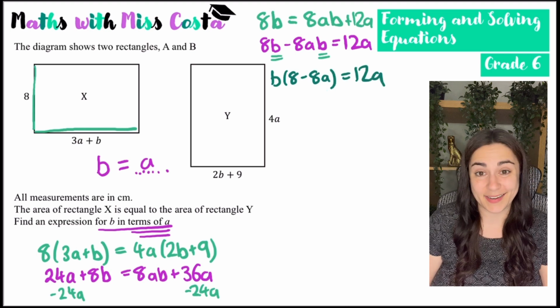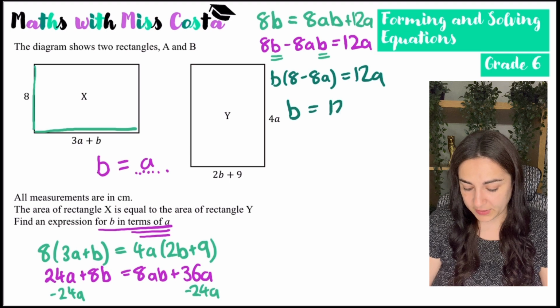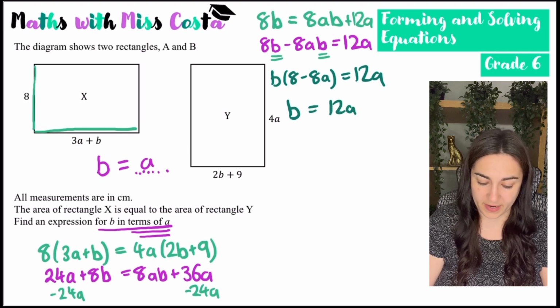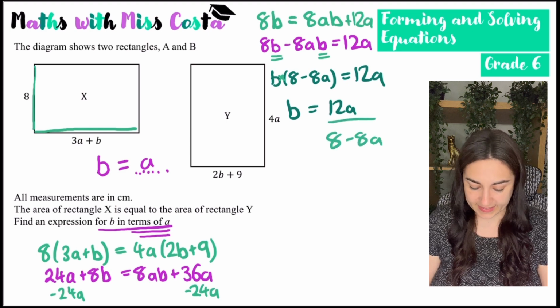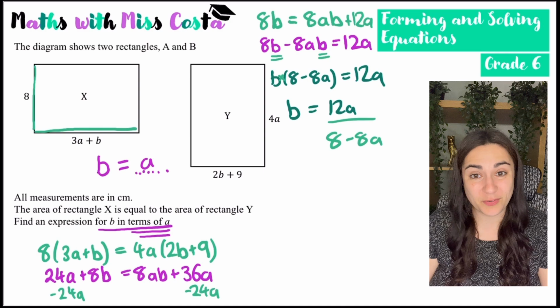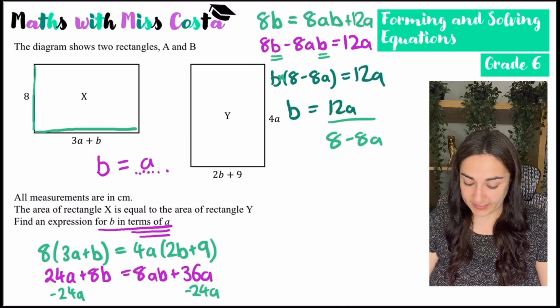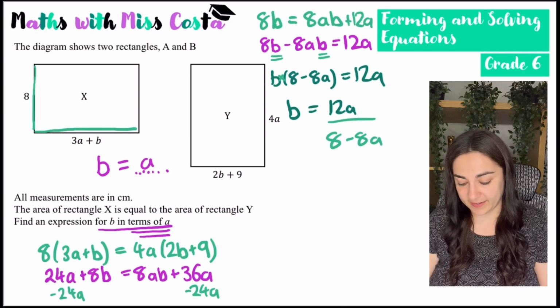And then I want to just get it in the form b equals. So I divide both sides by this bracket because it's being multiplied currently. So that would be 12a over 8 take away 8a. It's not asking me to simplify it, so I don't need to worry about that. So b is 12a over 8 take away 8a.